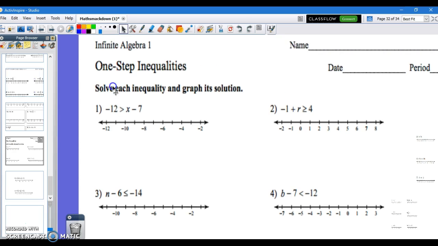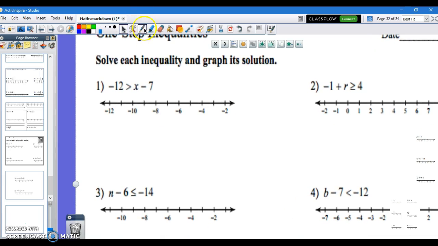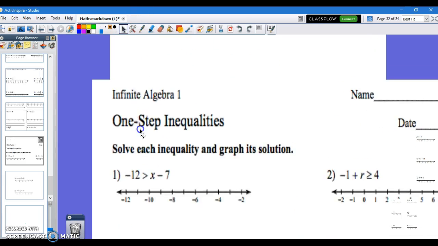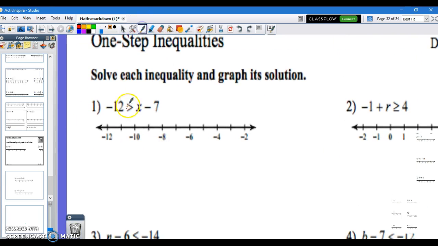I'm going to start with number 1. First solve the inequality, just like you would an equation. The first thing I'm going to do is add 7 to both sides. When we have a positive and negative, remember your integer rules. You have to subtract, keep the sign of the higher digit. So 7, 8, 9, 10, 11, 12, that's a 5. It's going to be a negative 5. Keep my inequality sign, and I have x.